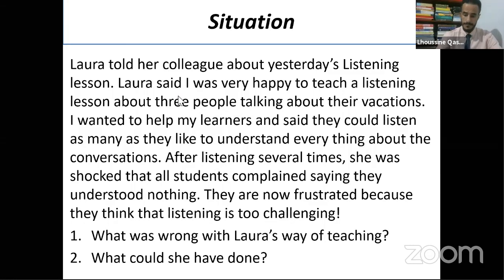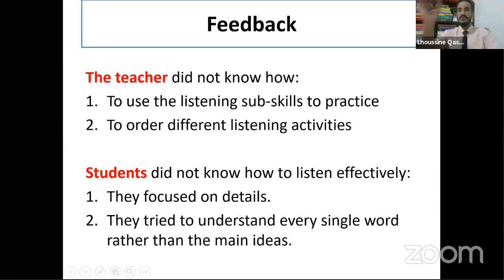So let's see here. The feedback: the teacher did not know how to use the listening sub-skills to practice. She didn't know. She just told her learners to listen many times. This is not listening. Listening is a process. Number two, to order the different listening activities. She did not know which activity must be first. Is it the pre-listening activities? Then we move to the while, then the post. In the pre-listening, which ones are the first to start with?